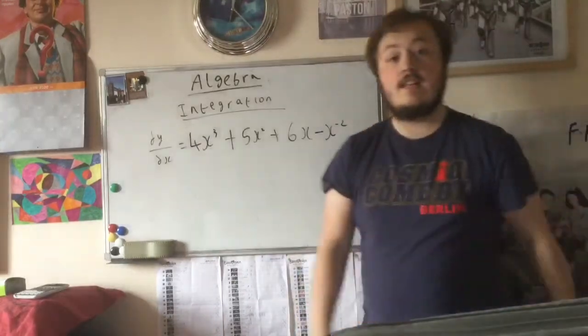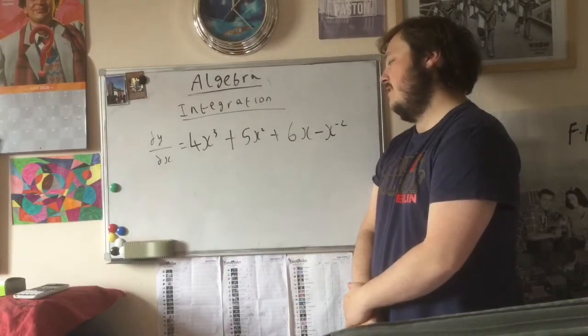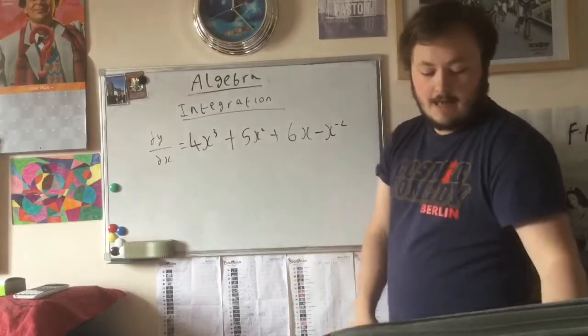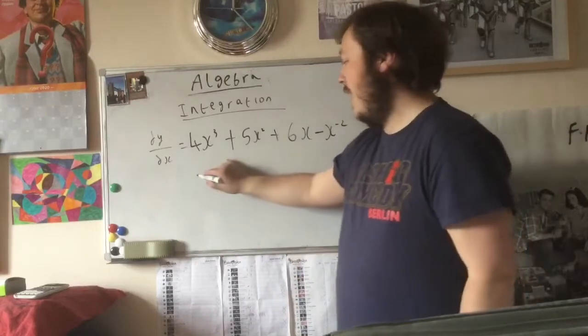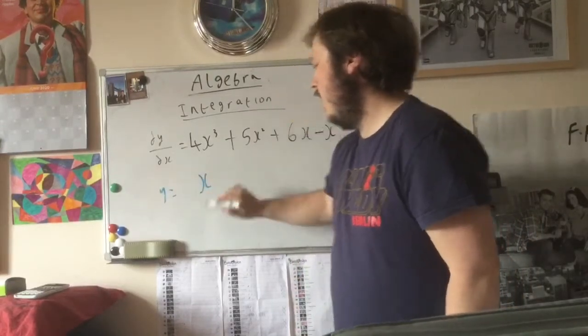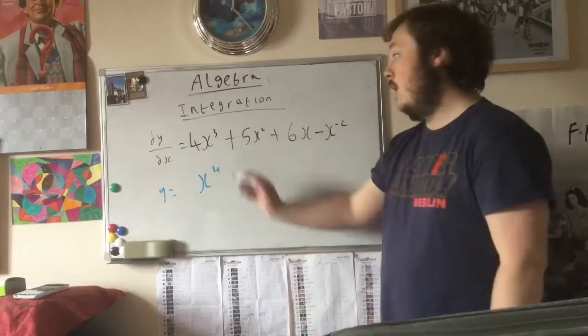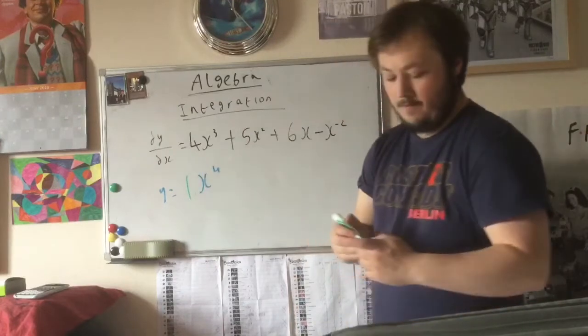Now let's integrate this equation. 4x to the power of 3 plus 5x to the power of 2 plus 6x to the power of 1 and negative x to the power of negative 2. So when we integrate this one, we have our x, and we do it to the power of 4 because we're adding 1, and then we divide our coefficient 4 by the new indice 4, so that becomes 1.